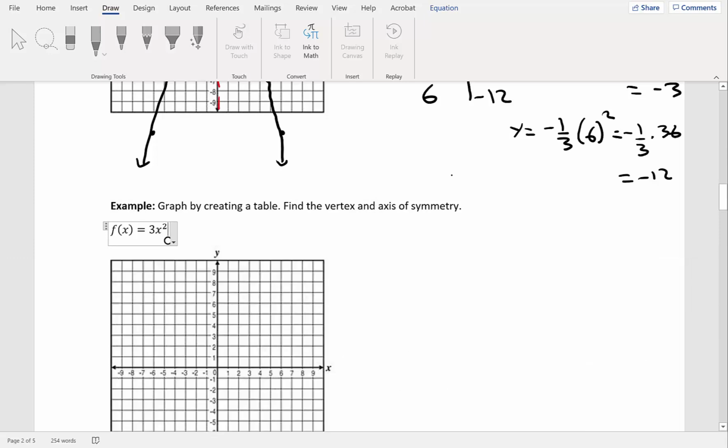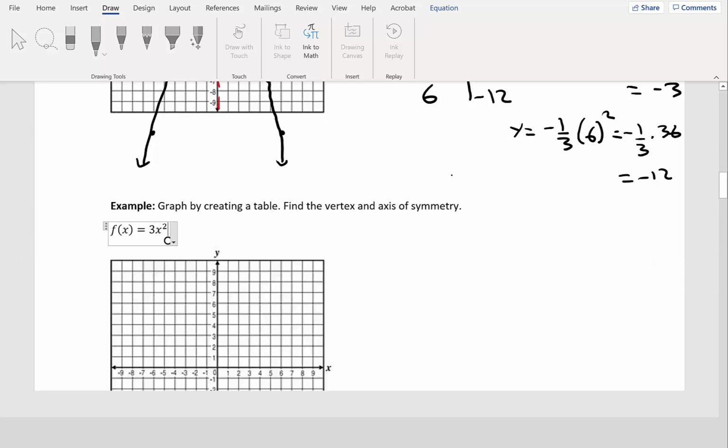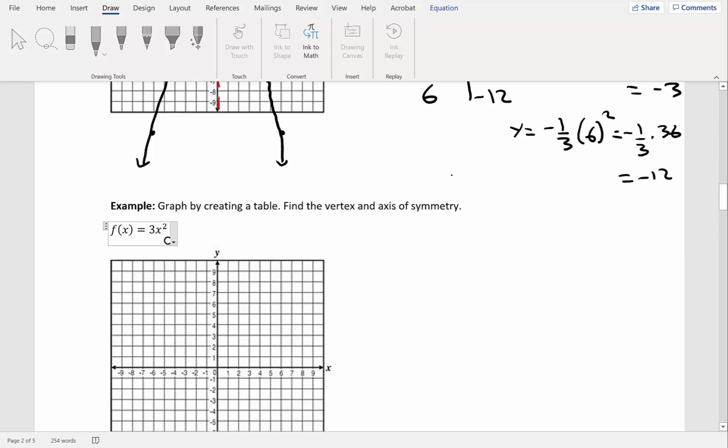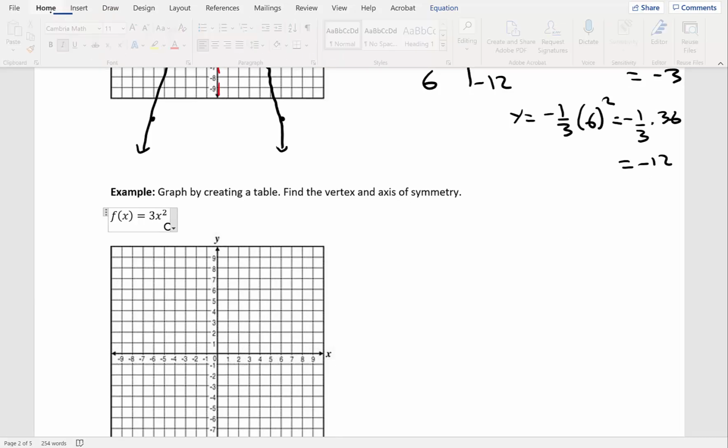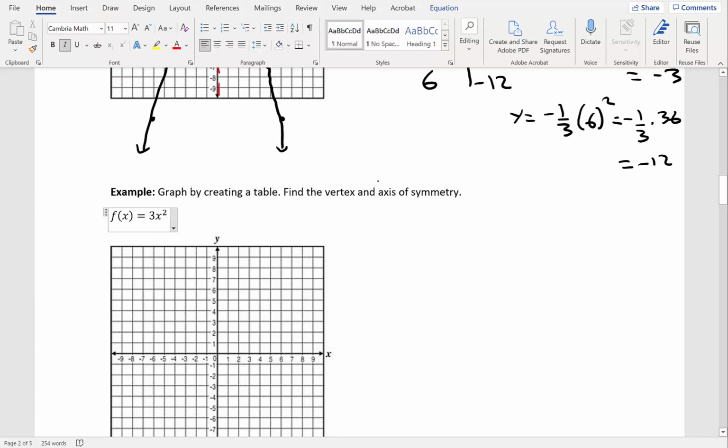Give me 1 second. For some reason, it's not letting me get out of the equation editor, so let me try. Okay, there it goes.